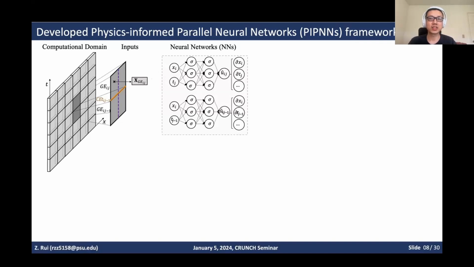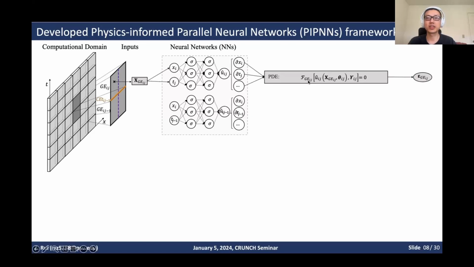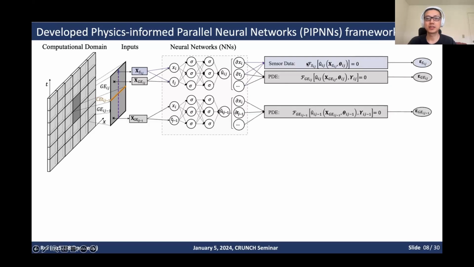The first input, as an example, is input xg, which represents the input from the domain for the governing equations. For this kind of input, it should satisfy the PDEs. And also we have the data from the sensor, and it should fit the data. And again, for the second domain, the data should satisfy the governing equations and also the sensor data.